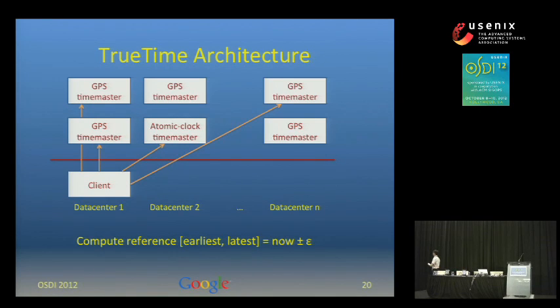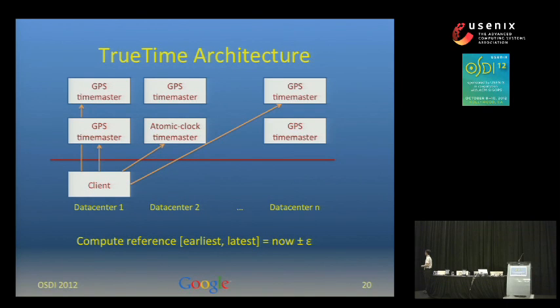So logically, this subset of time masters gives us a time reference. The time reference will express it as now plus or minus epsilon. That is, the API gives us an interval from earliest to latest, but we actually generate the interval by finding the center and adding and subtracting uncertainty.